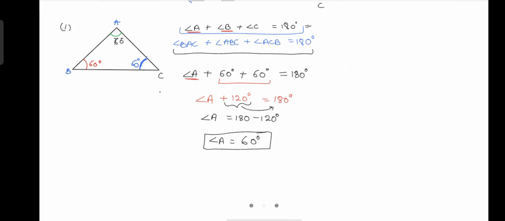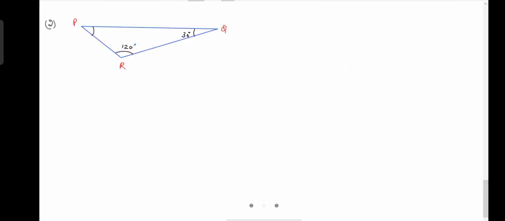Now, you can try the next one. If you are not able to do it, I'm solving it, no worries. Okay, so let's see how we will do the second question. Again, the same thing. There are three angles. According to the angle sum property, angle P plus angle Q plus angle R should come out to be equal to 180 degrees. This is what the angle sum property said, that if you add up these three angles, the sum will come out to be 180 degrees. So this thing we know.